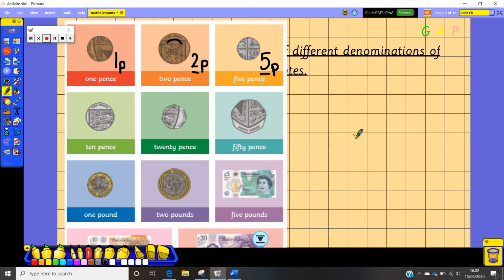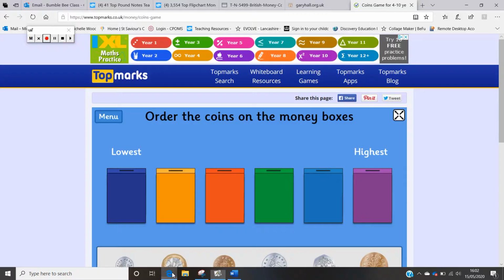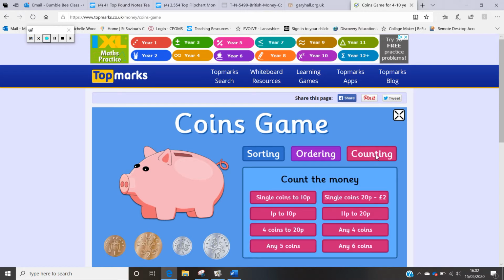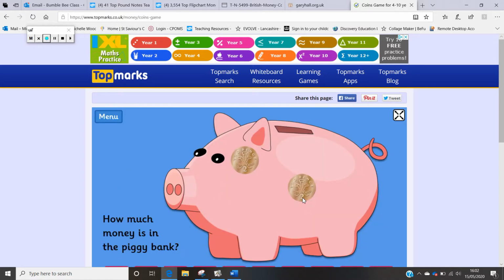So we're just going to pause there for a second and we'll come back and look at the other coins in a minute. We're just going to have a look at this little game. So we're going to count the coins to 10p.